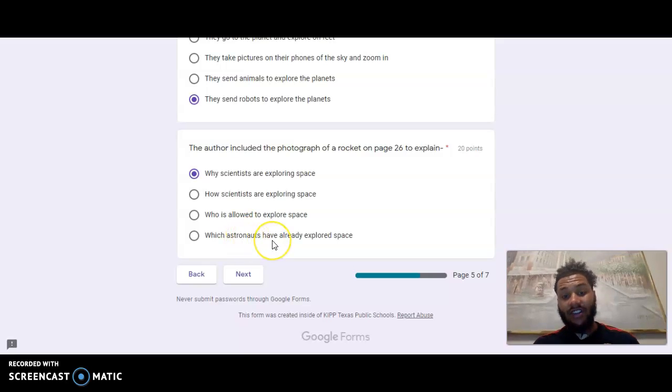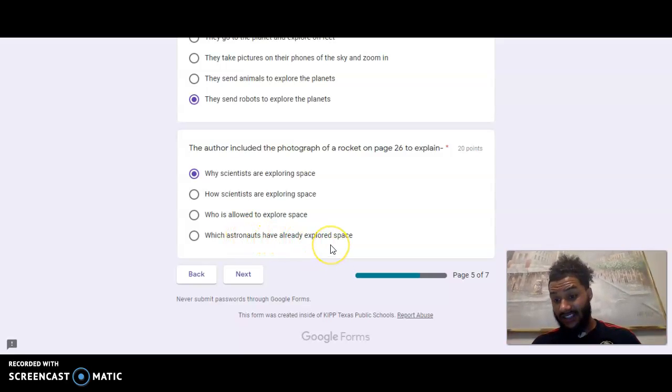And then which astronauts have already explored space? Again, I can't look at the picture and get that answer. It does not tell me which astronauts have already explored space. The only answer that I could get by looking at the picture is how scientists are exploring space. How are they getting there? Well, the author put a picture of a rocket to show us how the scientists are getting to space to explore it. So that's our answer.